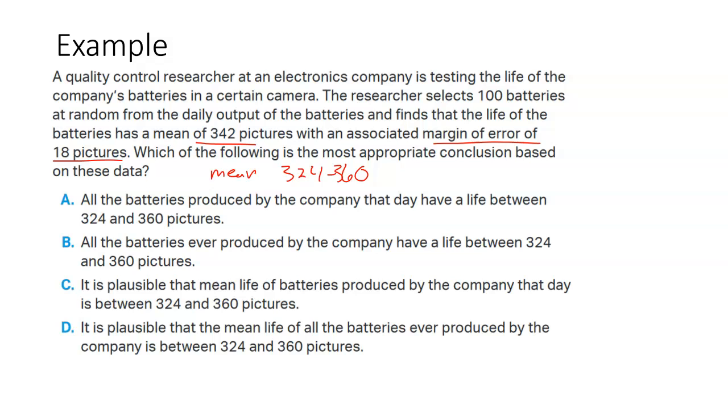So for that one specific set, the mean was exactly 342, but that's only for those 100 batteries. So we have to assume that there's going to be some variation among all the batteries. And so they gave themselves a margin of error of 18, okay? And so that gives us this range where the mean could be. On any given day, the mean could be between 324 and 360.